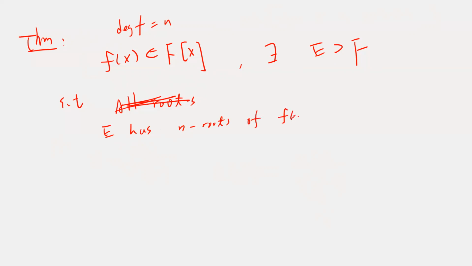of f(x). Then there exists such an E, right? And I say that the dimension of E can be chosen to be not so large: [E : F] is at most n factorial.